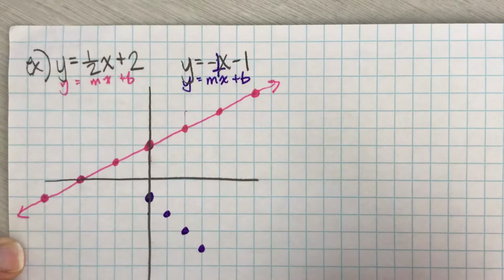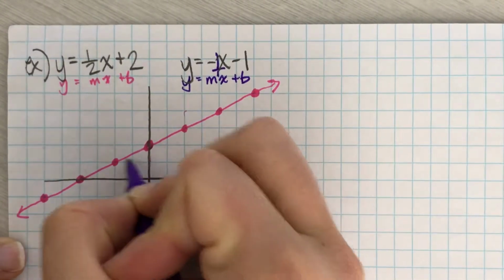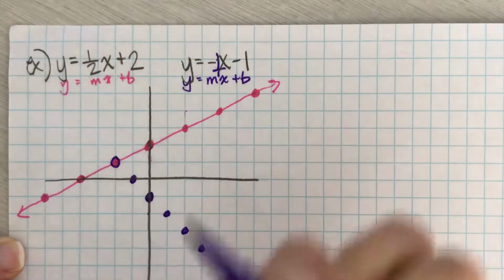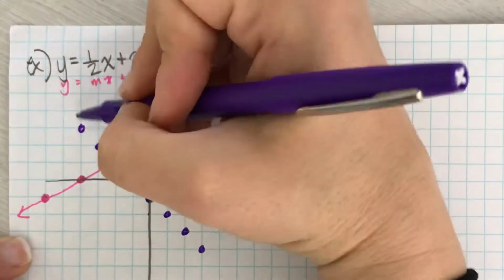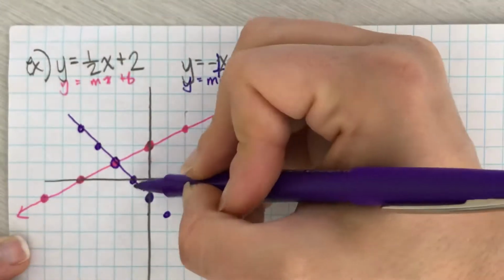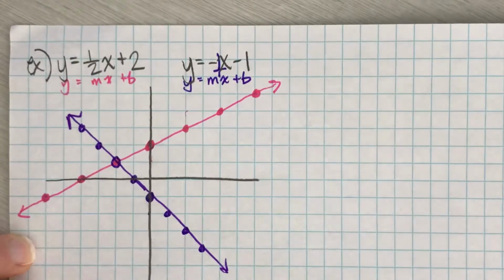Well, that's not getting me any closer to my pink line, so let's go back the other direction. Up one and back, up one and back. There you see that intersection, up one and back. So there, it's pretty obvious that my solution is right where they cross.